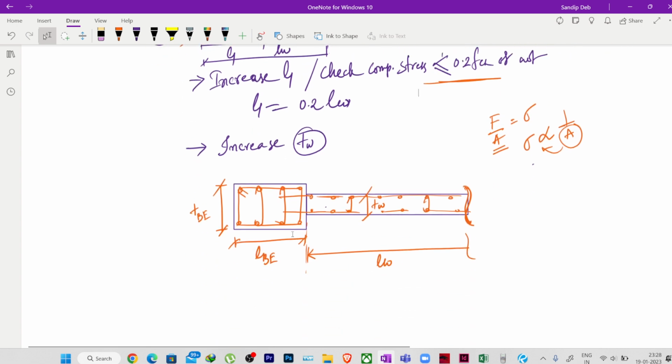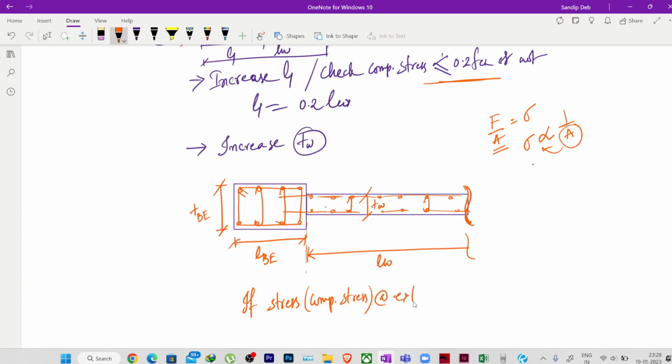Now after the 6th floor, if the stress, what I meant is the compressive stress at the extreme fiber, gets reduced, or when it is less than or equal to 0.15 FCK, okay, when the compressive stress in these end zones and end fibers is less than 0.15 FCK, in that case you can discontinue the boundary element.